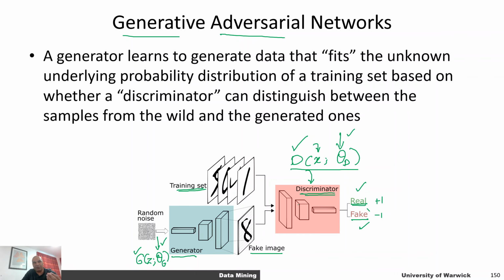And what we are trying to do is optimize both of these weights, theta d and theta g, based on this sort of a game that we are playing. We sample our images. The generator produces some images, or as we call them, we sample some images from the generator and we pass them on to the discriminator.